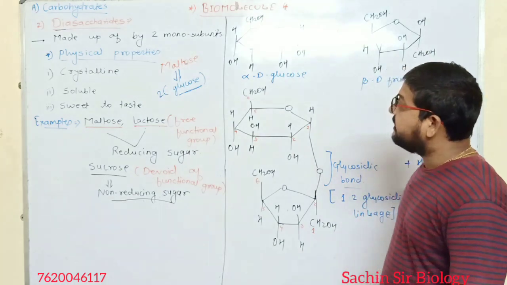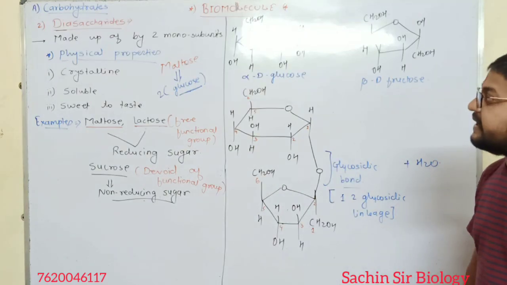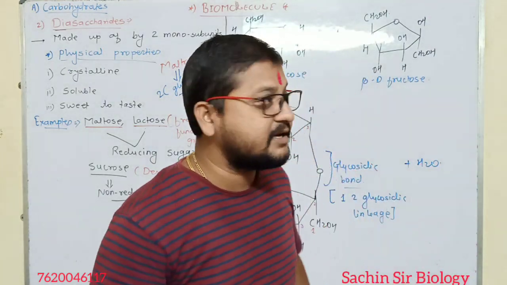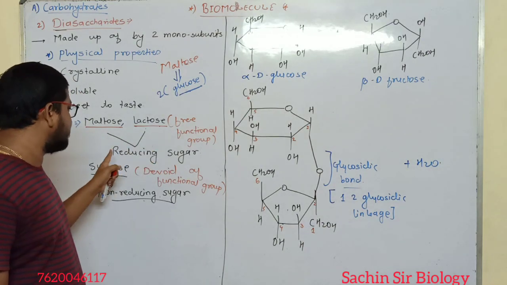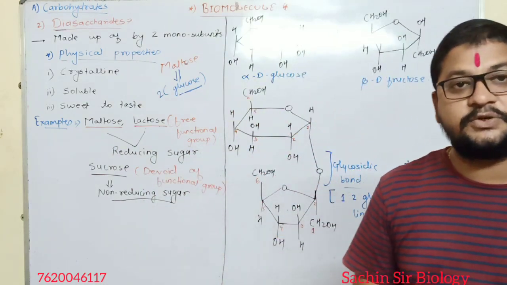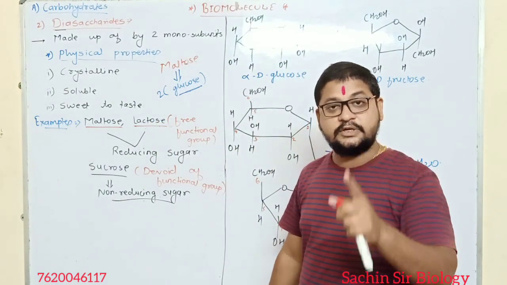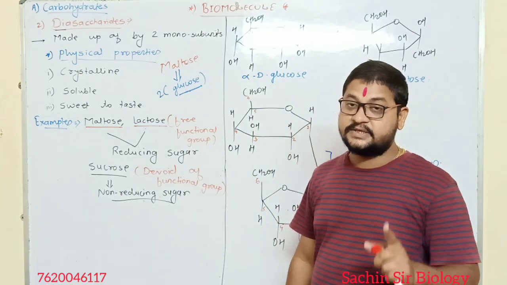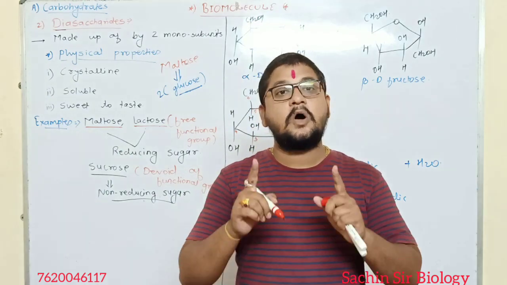That's all. So in today's topic, we have completed disaccharide very well: what is meant by disaccharide, its physical property, and by taking examples, maltose, lactose and sucrose, how these disaccharides are formed. The last objective was to understand why maltose and lactose are called reducing sugars and sucrose is not. You get the answer. In this way, in the next video, we will discuss oligosaccharide.